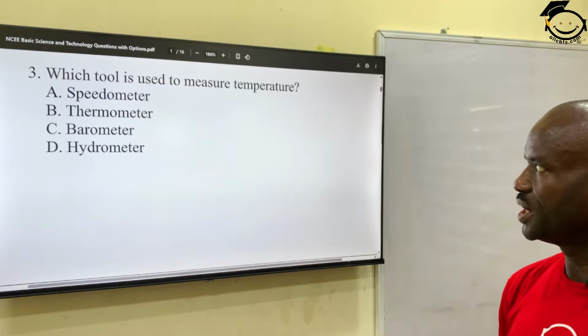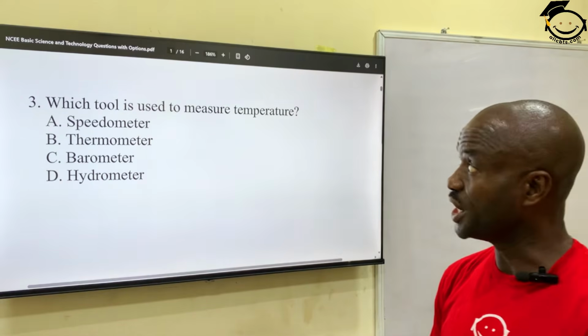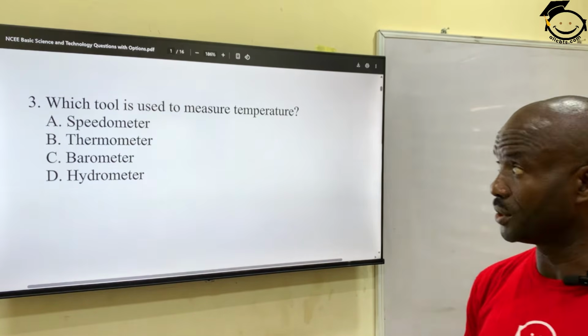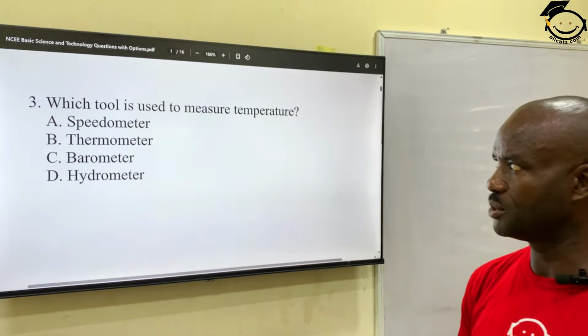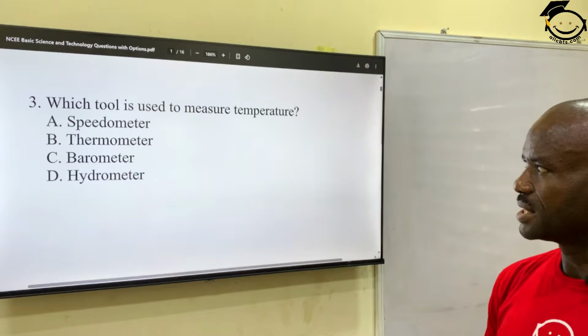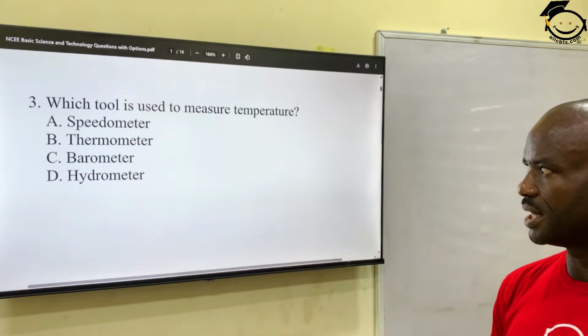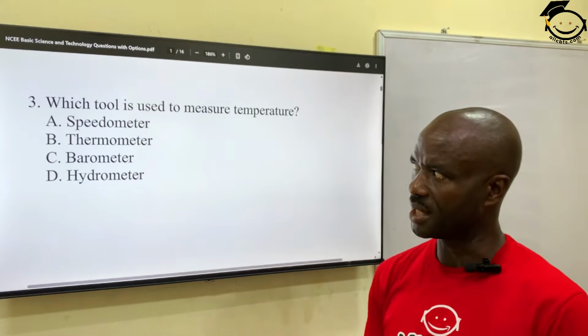Number 3. Which tool is used to measure temperature? A. Speedometer. Speedometer will only measure speed. Thermometer, barometer, hydrometer. The correct answer is thermometer, B.